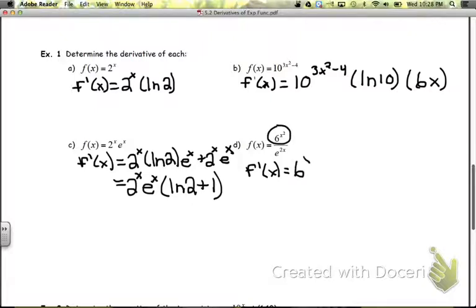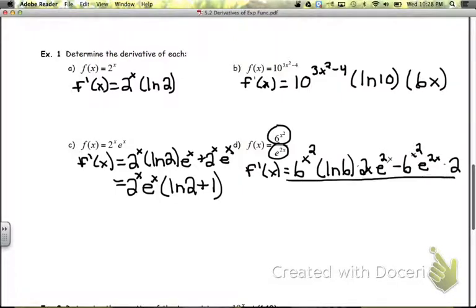So we have 6 to the power of x squared times ln 6 times 2x e to the power of 2x, minus we have our 6x squared. Now we're going to derive our e to the power of 2x. So that's times e to the power of 2x. And then we have to derive the exponent here, so it's just times 2. All over, we need to square the bottom, so we have e to the power of 2x all squared.